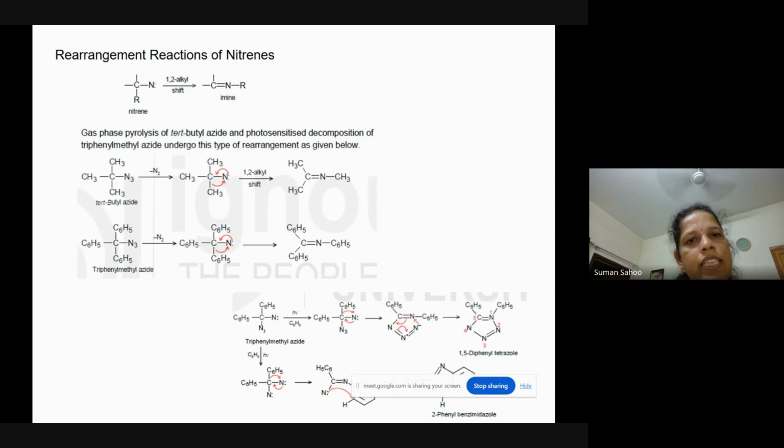Next comes the rearrangement reactions of nitrene. In a rearrangement reaction, mostly you will see that there is a 1,2 alkyl shift. Meaning, if this is position 1, this is carbon number 2. So the group which is present at carbon number 2 will be shifted to nitrogen. That is your 1,2 alkyl shift. Mostly you will see this kind of rearrangement reaction in the case of nitrenes.